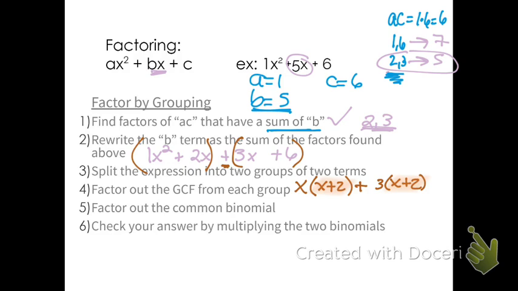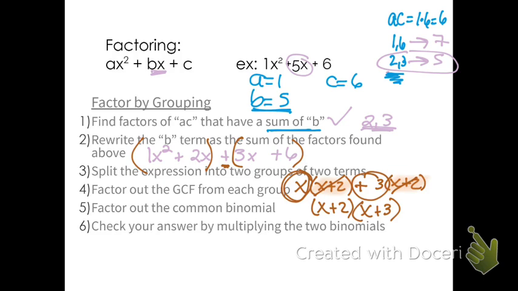And in step 5, you're going to factor out that common binomial. So since they both have the x plus 2 that's the same, and you're factoring that out, then you'll be left with this x and this plus 3. And that goes in a second set of parentheses. So that should be our answer, the quantity x plus 2 times the quantity x plus 3.